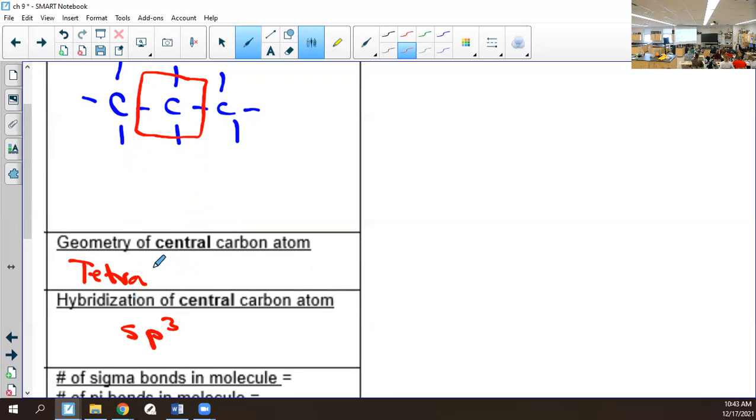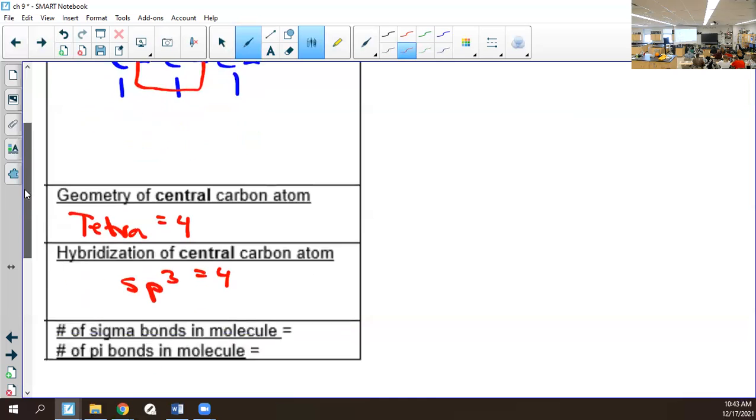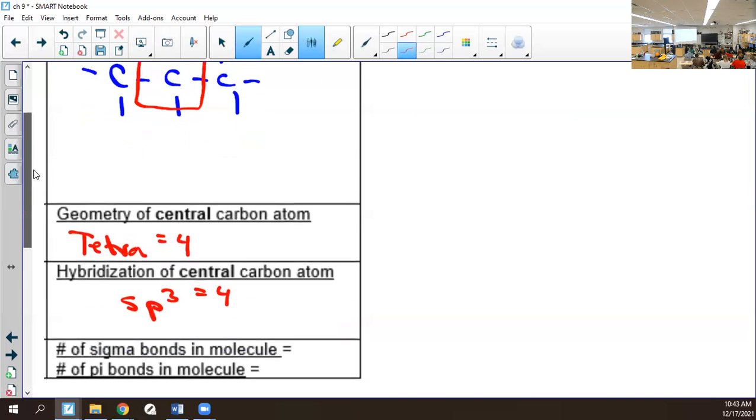sp3, because tetra means 4, right? And this better add to 4. Are we all right with that so far? Okay, not awful. Let's ask a couple more questions. We have this later, but we'll come up to that.